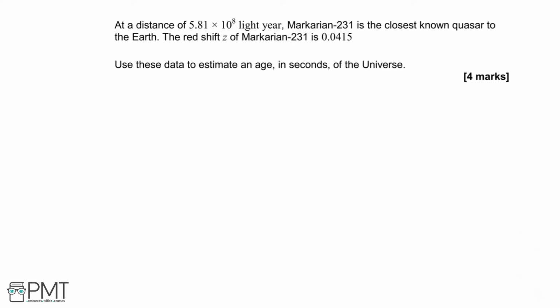At a distance of 5.81 times 10 to the 8 light years, Markarian 231 is the closest known quasar to the Earth. The redshift Z of Markarian 231 is 0.0415. Use these data to estimate an age in seconds of the universe. Now, whenever a question is asking you to find the age of the universe, you need to do the inverse of the Hubble constant.